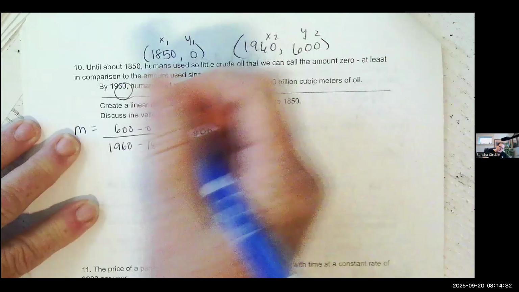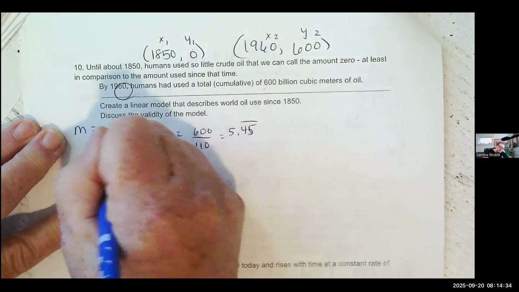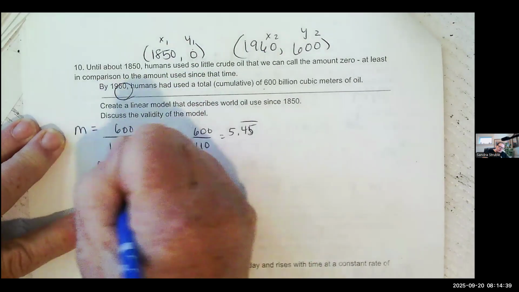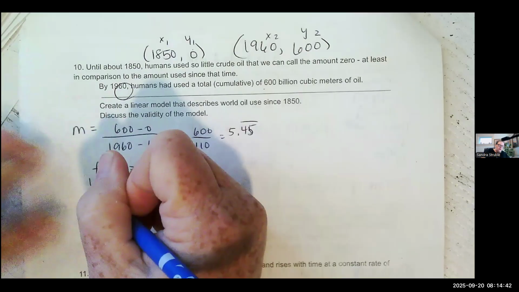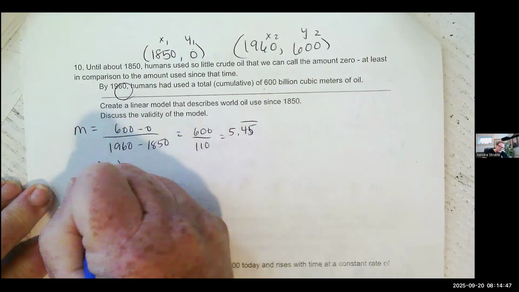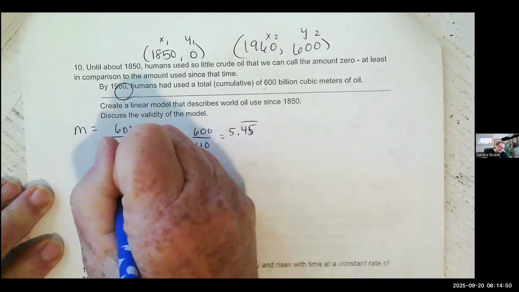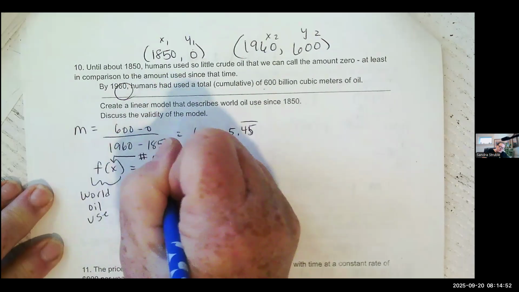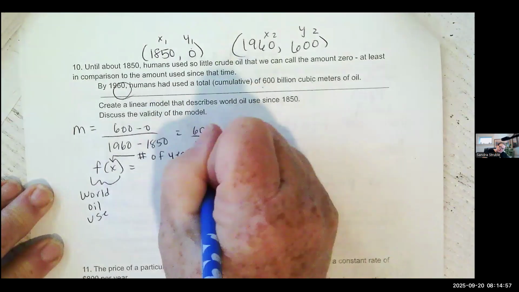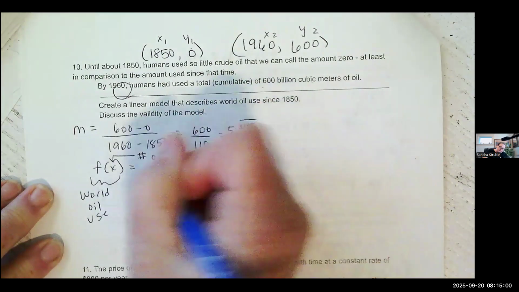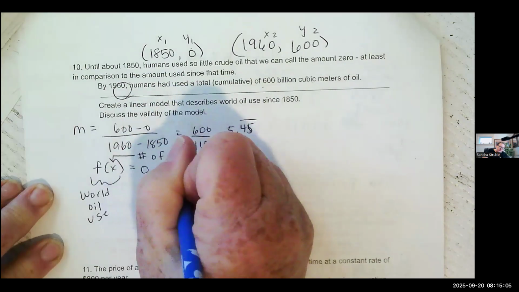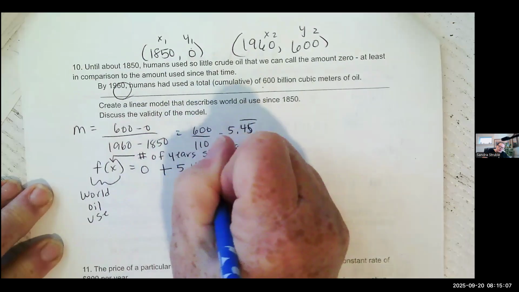So writing out the function. We'll just use f of x. And f of x is the world oil use. And x is the number of years since 1850. Well, they start off with 0. And then 5.45 x.